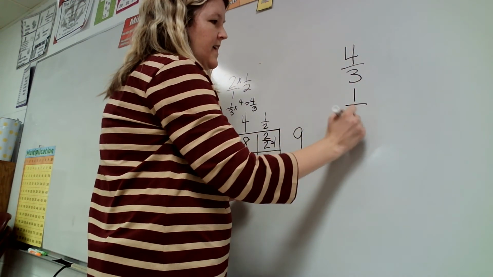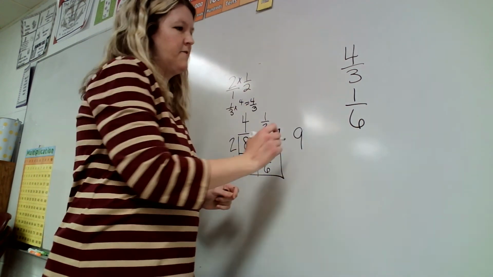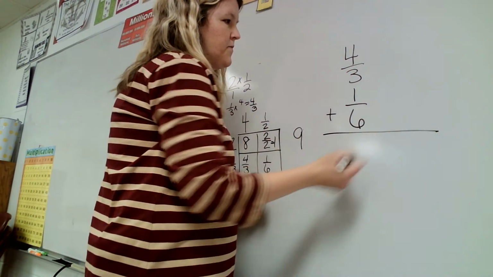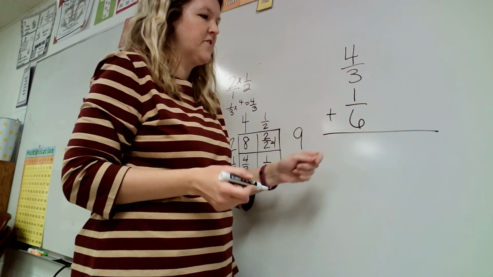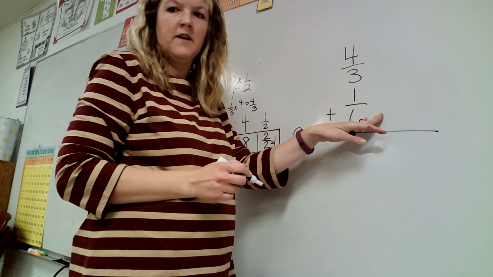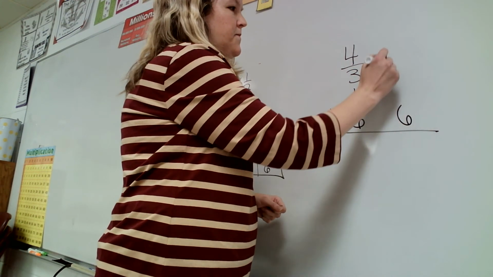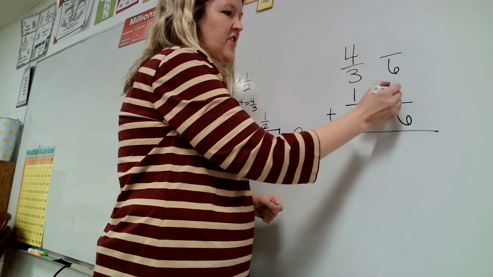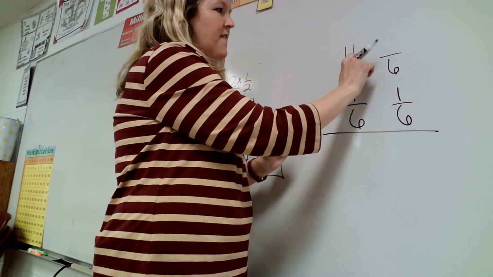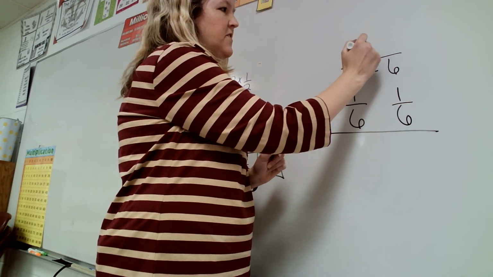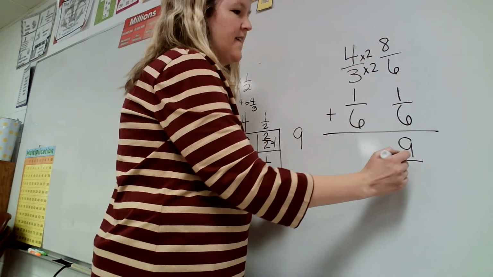So now that we know how to get common denominators, I know that I need to find a common denominator for this. And I know I could use a model, or I could use the least common denominator. And in this case, that's going to be 6. So this one doesn't change. It's going to stay 1/6. 3 times 2 gives me 6, so I have to multiply the 4 times 2 to keep it equivalent. So 8/6 plus 1/6 gives me 9/6.